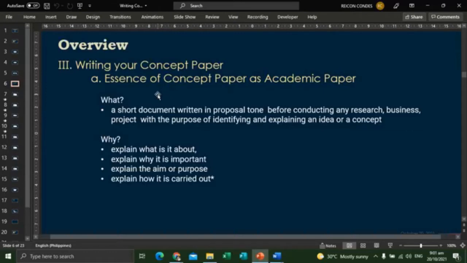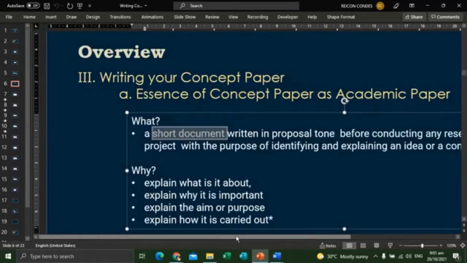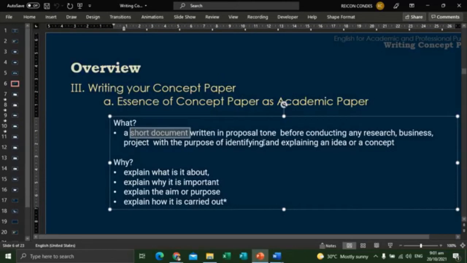So ano ba yung concept paper? If we say concept paper, it is a short document. Yes. So let me reiterate that the concept paper that you will submit ay short document lang. Short document written in proposal tone.